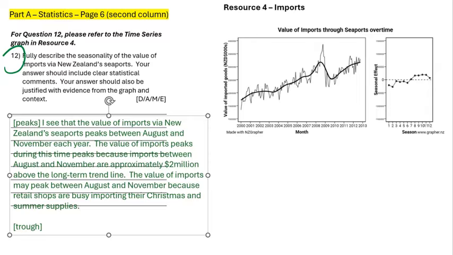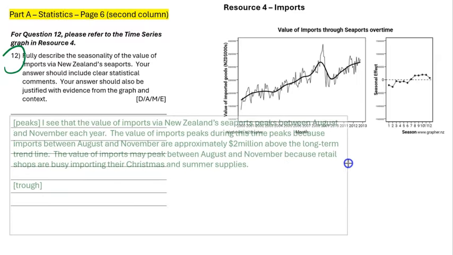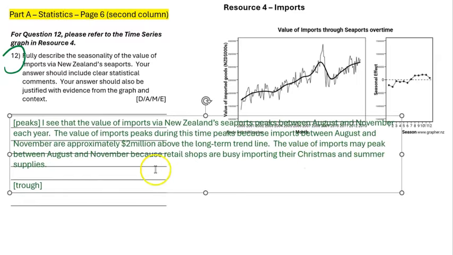So we've now got the peaks one done, and I'm just going to expand this text box to give us more room for the troughs one. We'll get rid of all of that there. So we now need to start talking about the trough. So when is it at its lowest point every year? And you can see the lowest point every year is in February.